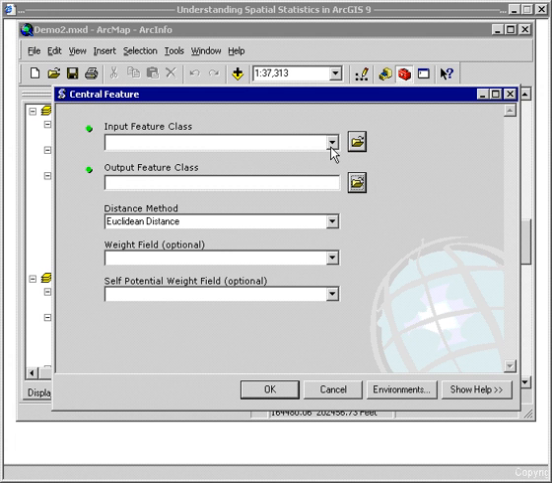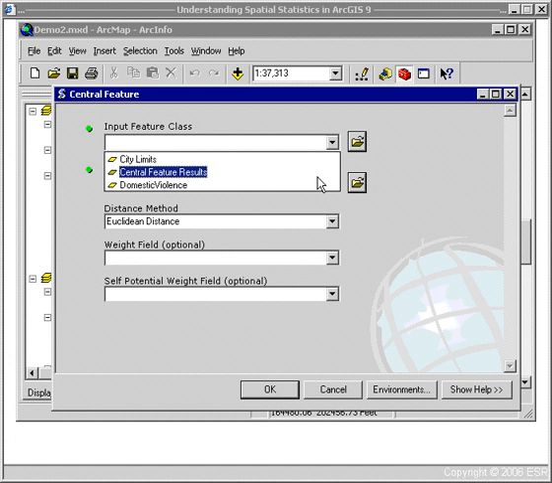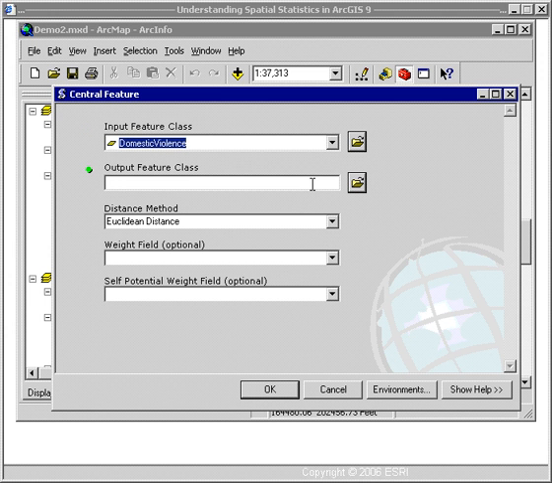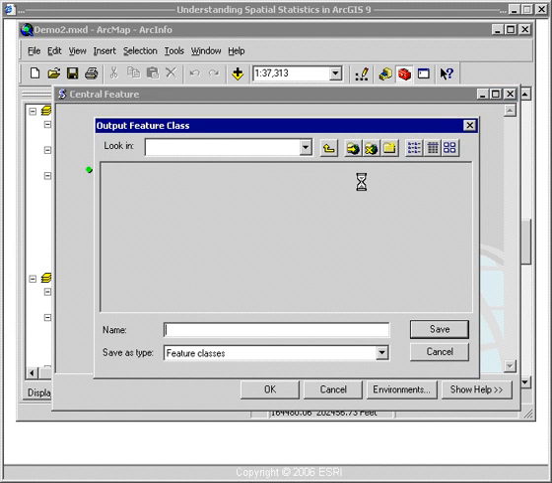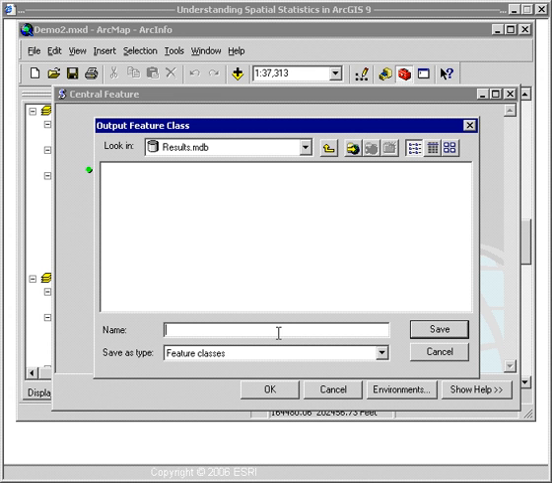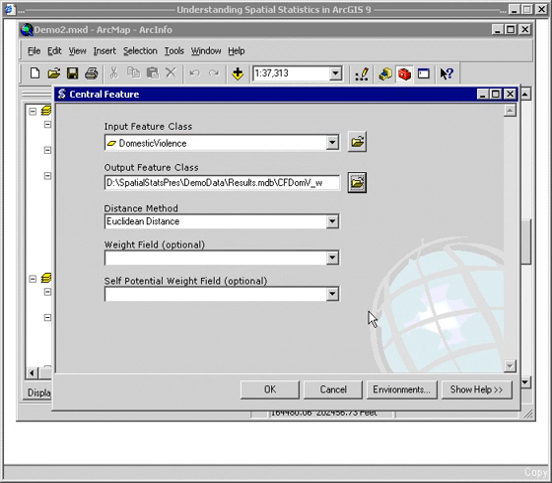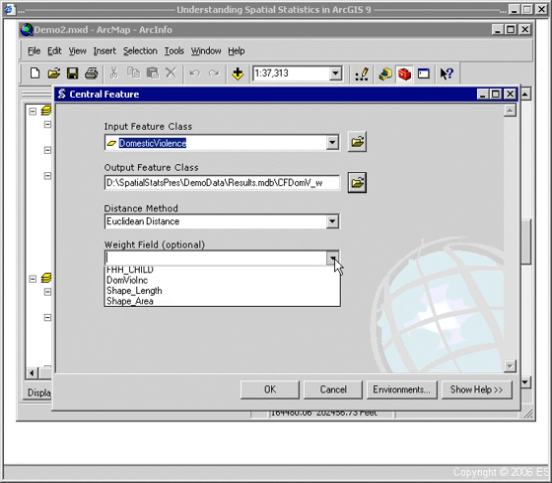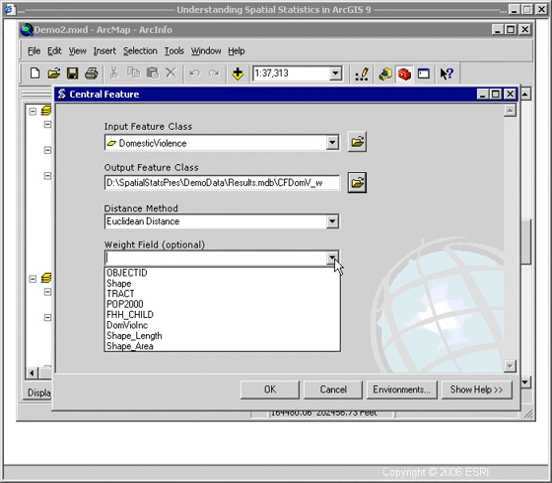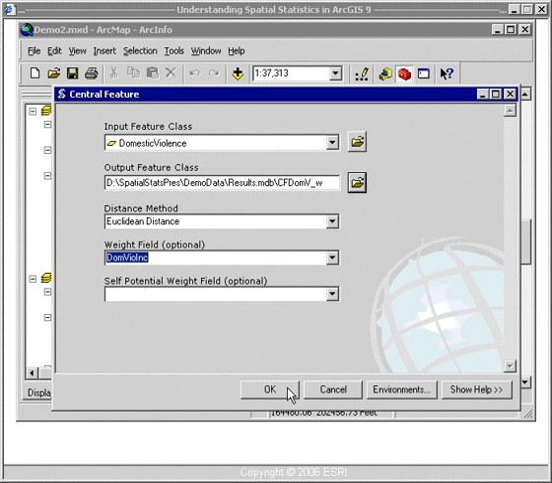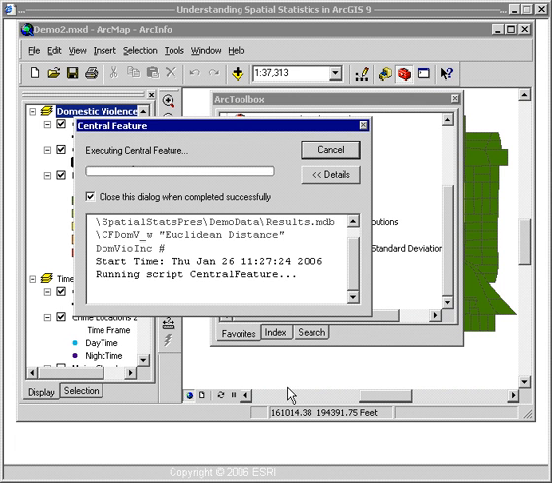For this tool, for my input, I'm going to use the domestic violence layer. That's the census blocks that we were just looking at. My output, I'm actually going to place in a geodatabase that I've created just for these demos. I'm going to call it Central Feature Domestic Violence _ W, so that I know I've used a weight with it. For my weight field, this is where I'm going to put the past occurrences, and that column is the domestic violence column. And I'm going to click OK to run the tool.